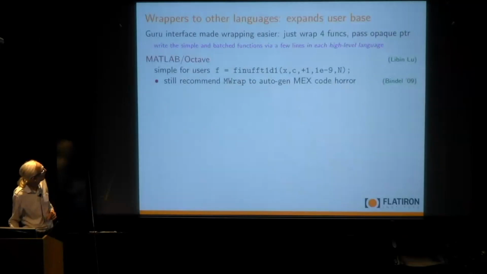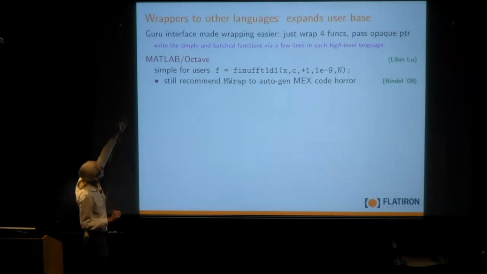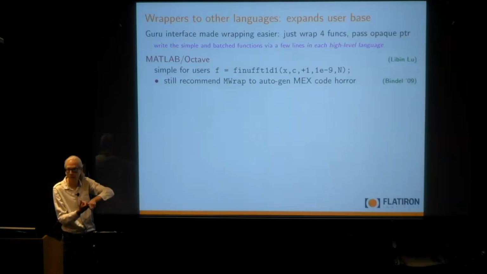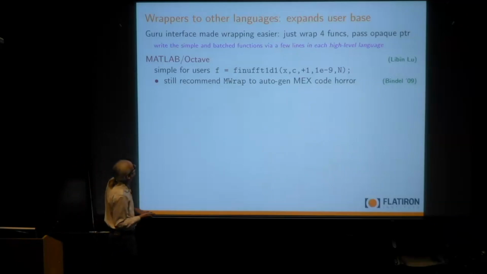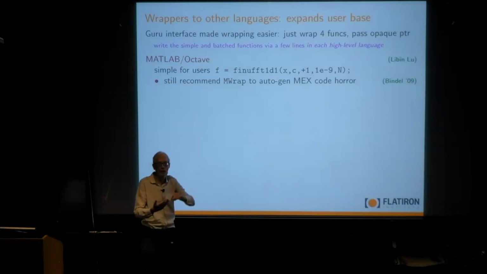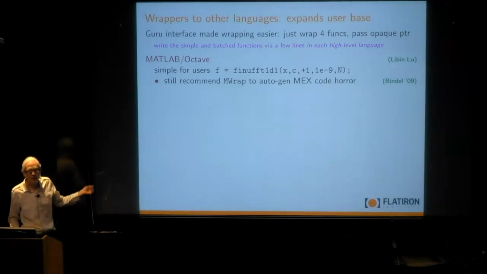Okay, so other languages. There's so much I want to say that I'm not going to be able to, but this idea of a guru interface with 4 functions means you just wrap those 4 and pass around this pointer. And that made the language interface to multiple high-level languages easier. And then you actually end up writing the simple and the batched interfaces in the high-level language, because it's just a few lines. And that's maintainable.